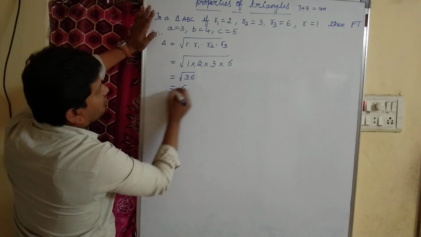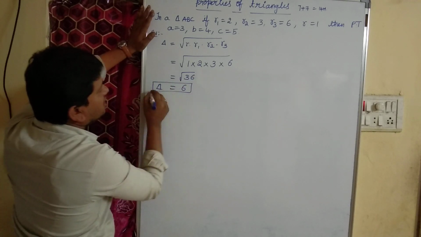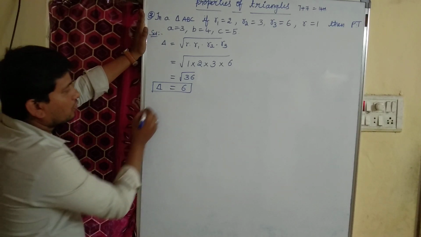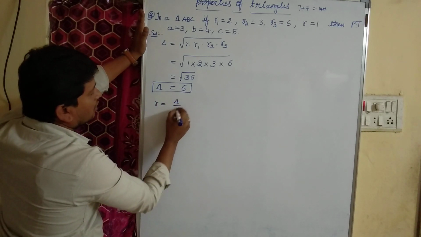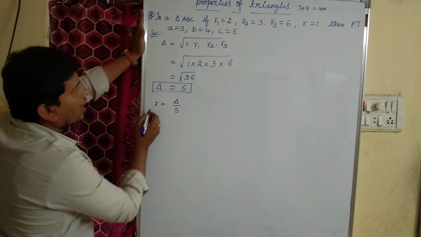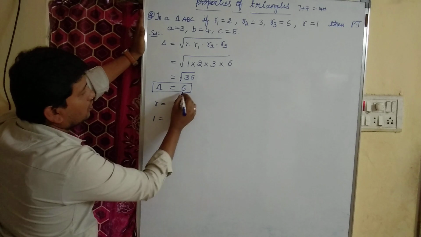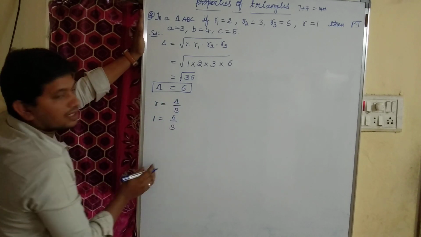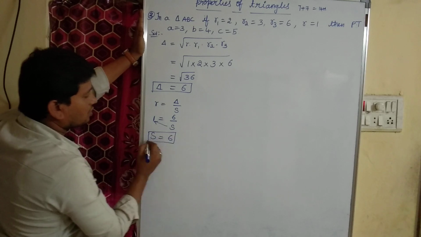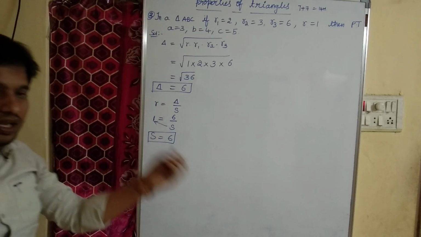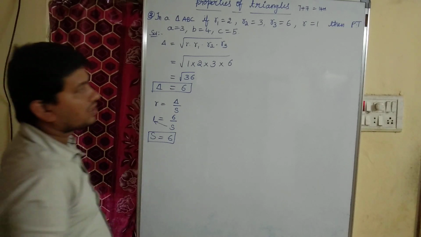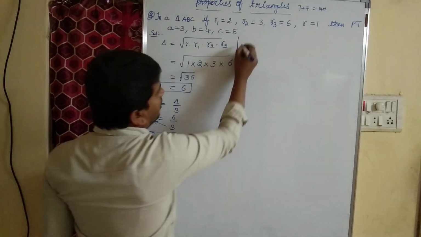So what is the square root of 36, children? Square root of 36 is 6 only. Okay, and also we know the formula for R is delta by S, right? So R value we know that equal to delta value 6 by s. Cross multiplication, s into 1, s. So s value also 6. We got the value of delta as well as s. Now the thing is, first of all we have to find the value of a.